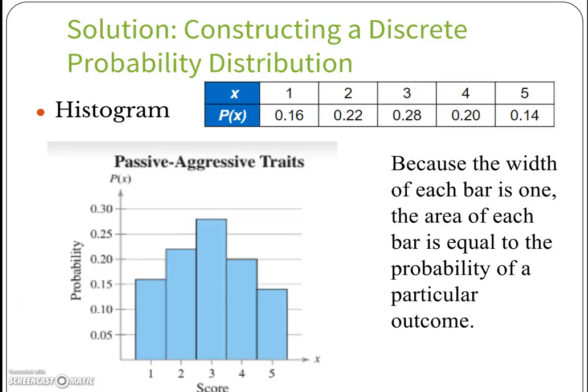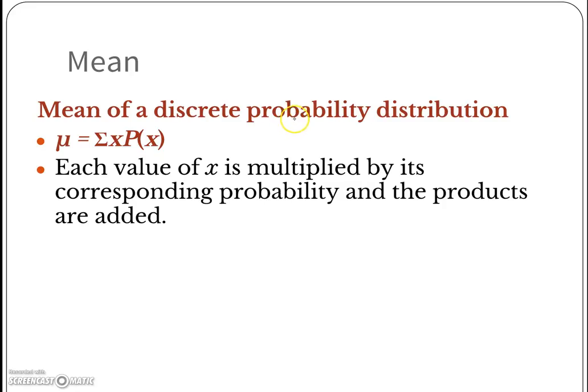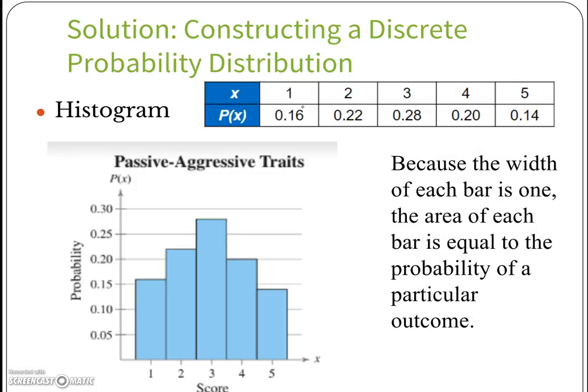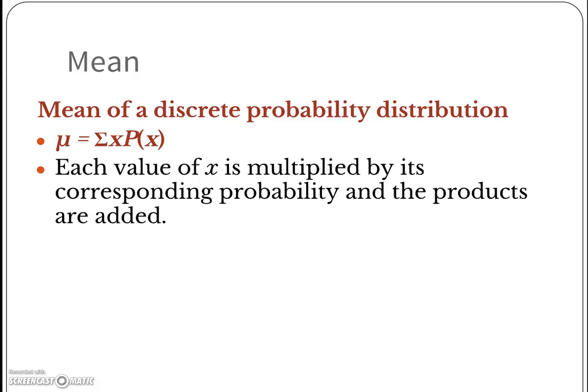So the problem also asks you to create a histogram. So you can see at 1, the probability is 0.16. Oops, I'm sorry. So at 1, it goes up to 0.16, and at 2, it goes up to 0.22. Remember, the bars all need to be equal width, and the bars need to touch. So for this one, because the width of each bar is 1, the area of each bar is equal to the probability of that particular outcome. Okay, so let's move on.